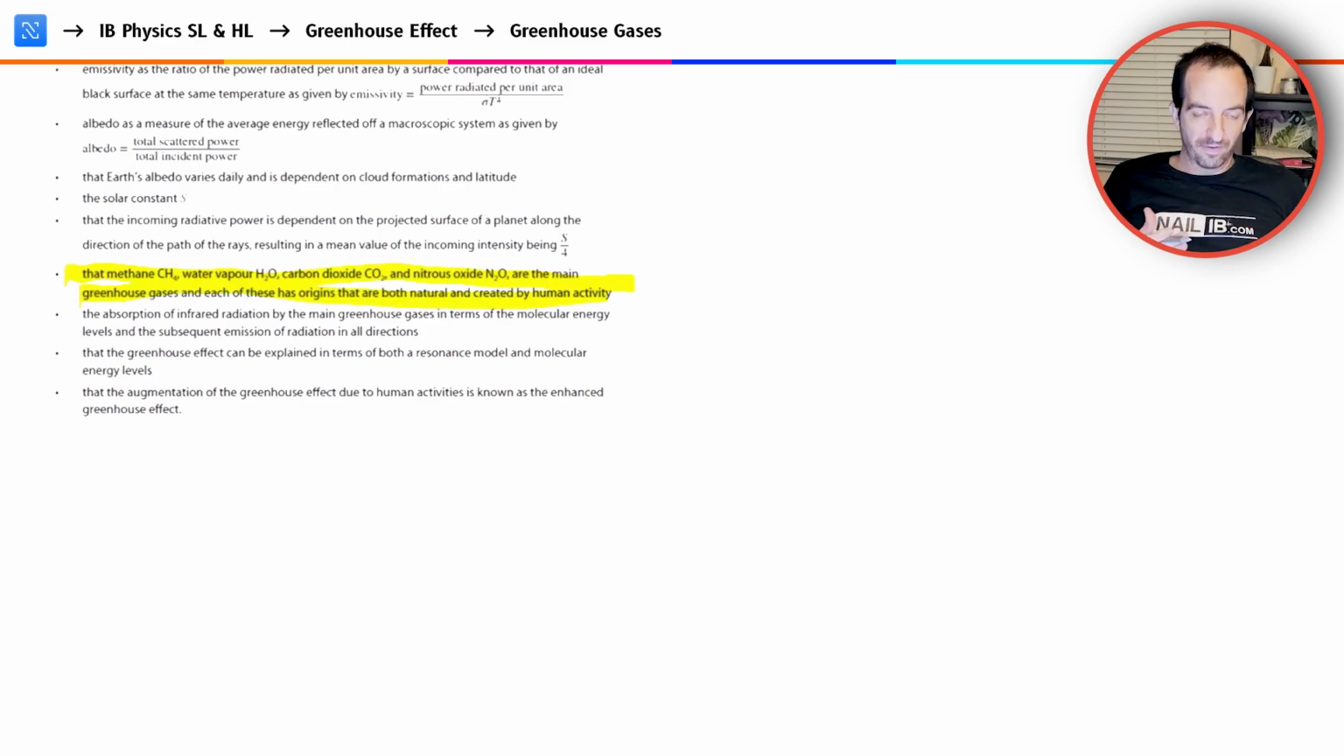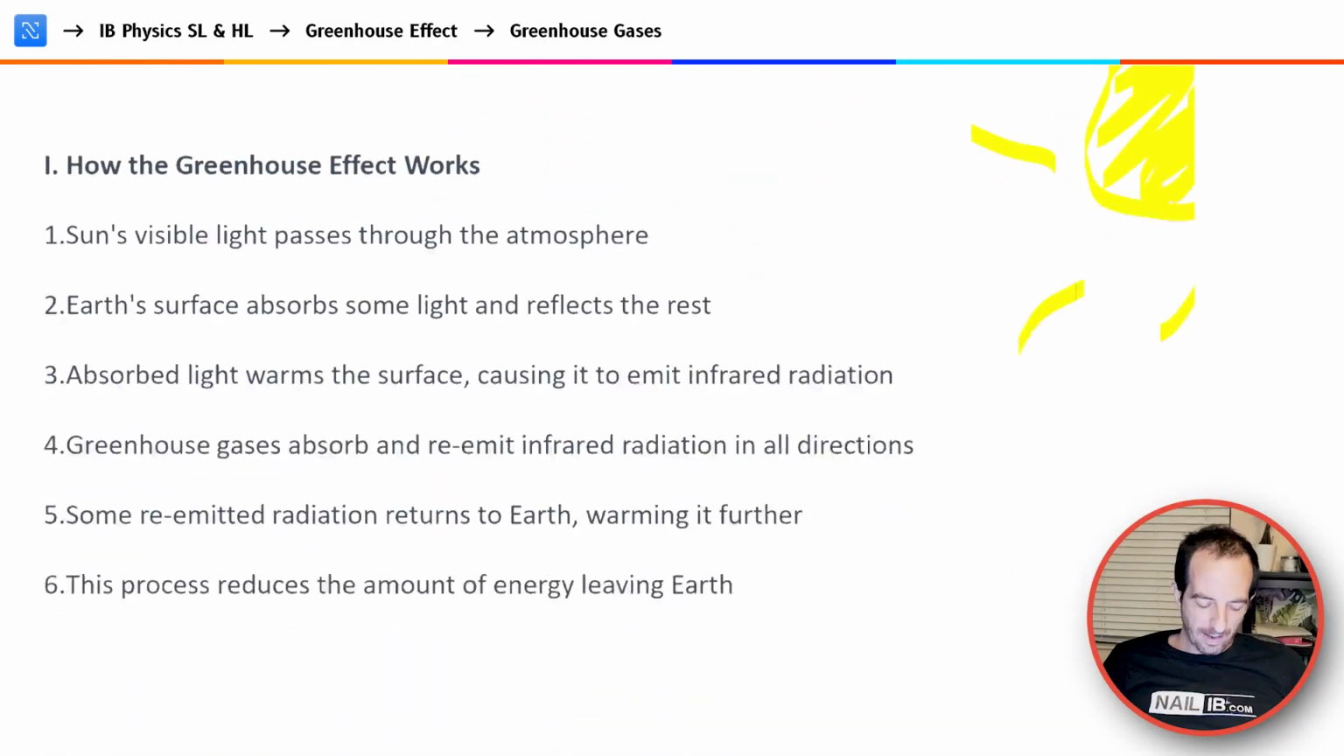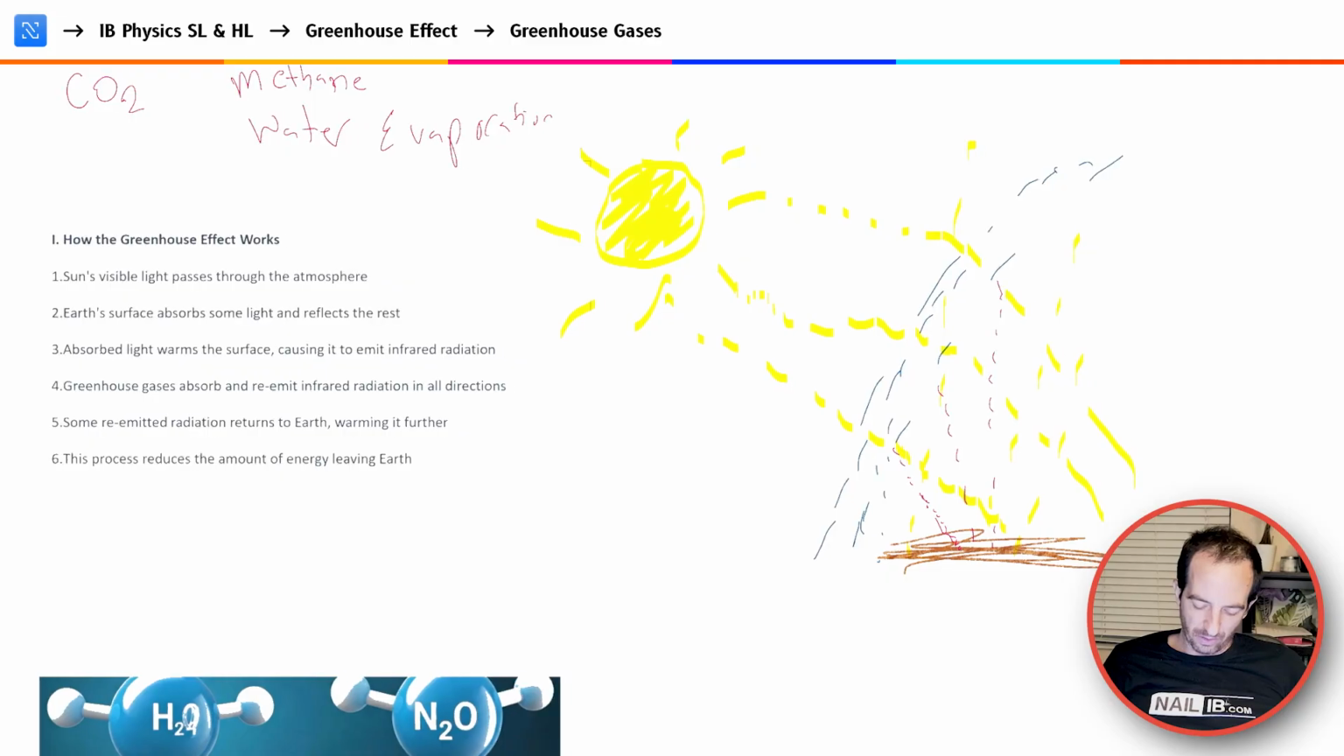Those are coming from both natural and human activity. And what happens? Well, the greenhouse gases will absorb, right? They're absorbing the infrared radiation that was emitted from the Earth's surface. And as a result, what happens? Those gases will re-emit infrared radiation in all directions, some of which will start coming back down to our Earth. Some of it will go out into space as well.